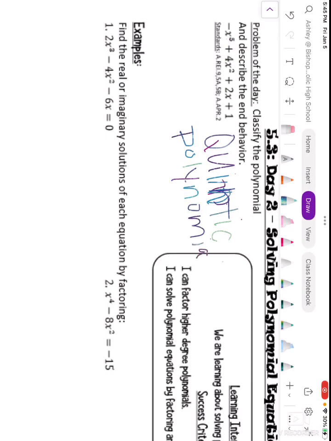And then the end behavior, this is a negative number out front, which means it's going to end going down. And then it's to the 5th power, so it's odd, which means they do opposite things. So it's going to be up first and then down.